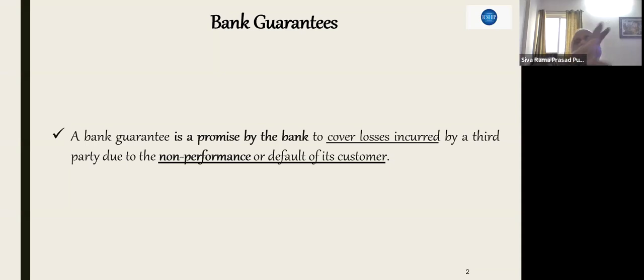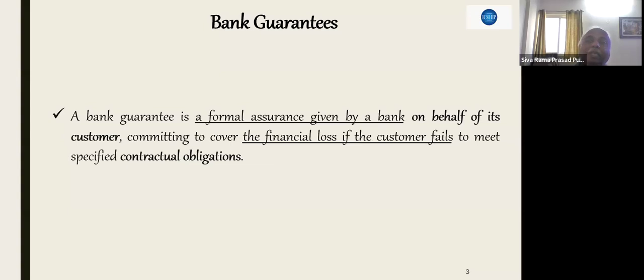In this example, the bank has given a guarantee to the government, a third party, due to non-performance or default of the customer. So my customer requested me, my customer means the borrower. A bank guarantee is a formal assurance given by the bank on behalf of its customers, committing to cover the financial loss. In this case, the 20 crores is a financial loss for the government.